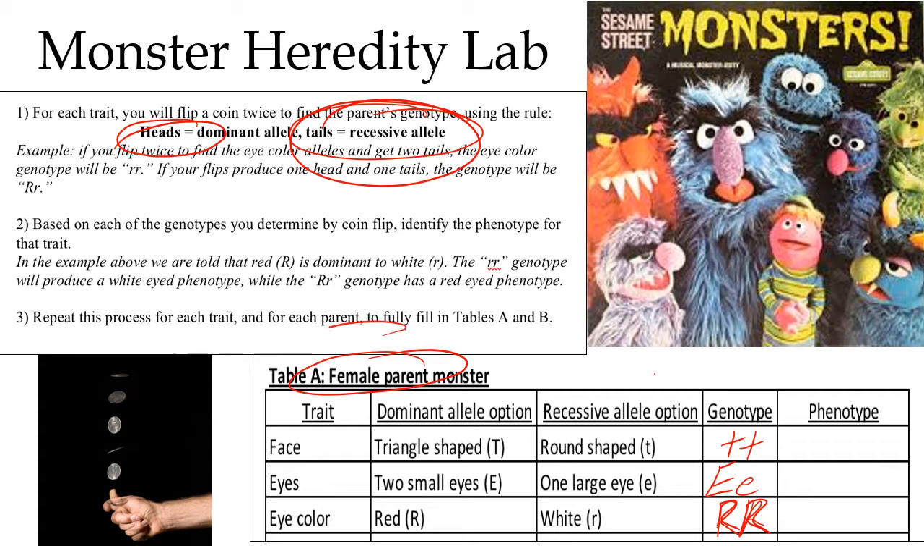It says table A for female parent. You'll have the exact same thing right under it. It says table B, male parent monster. Do the exact same thing. So you're sitting there flipping your coin. You'll do it probably about 20, 30 times, whatever it works out to.